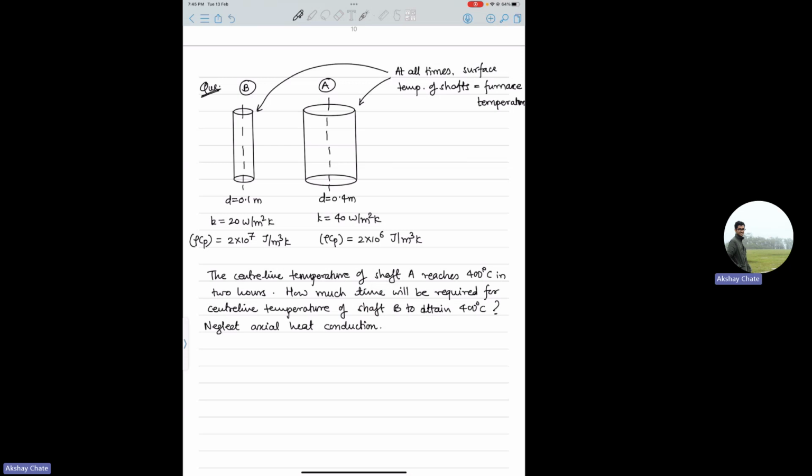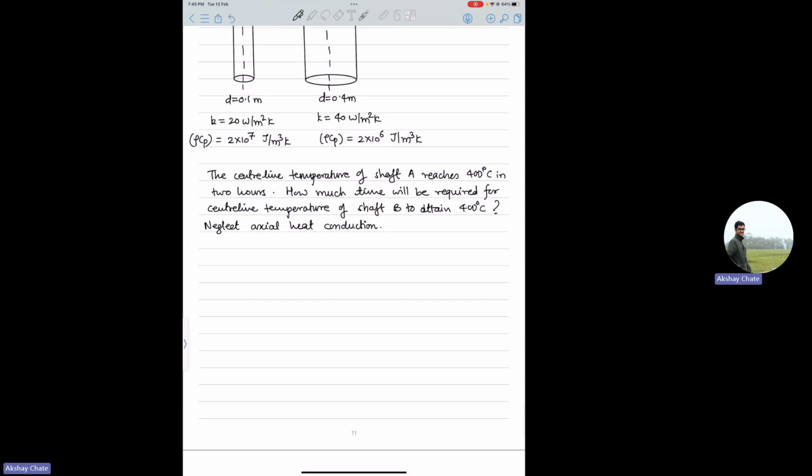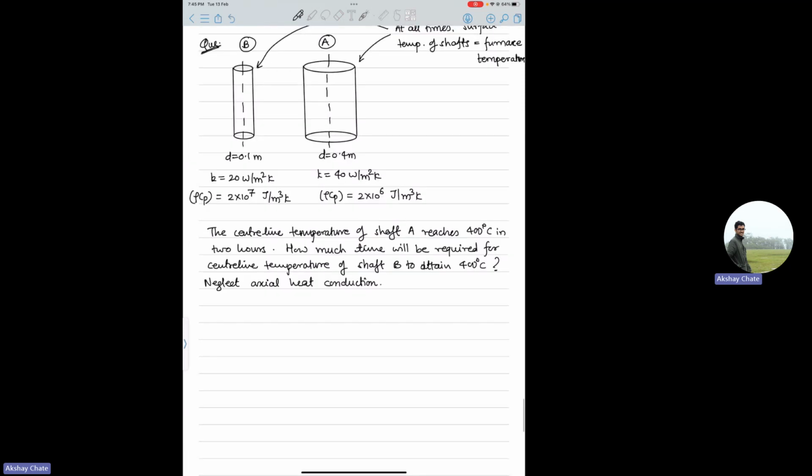So basically, the idea is, in this shaft, the heat is being conducted from the furnace. The heat is being convected from the furnace to the shaft surface temperature, and from the shaft surface it is conducted to the inside of the shaft. And that is mostly 1D, because axial heat conduction is negligible.